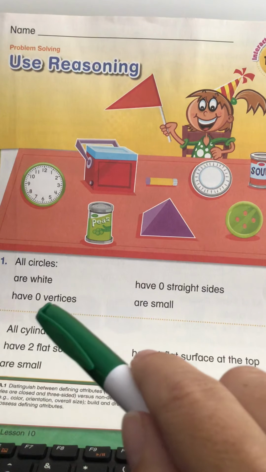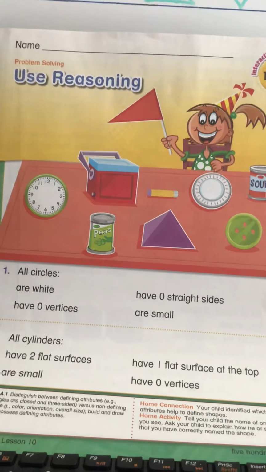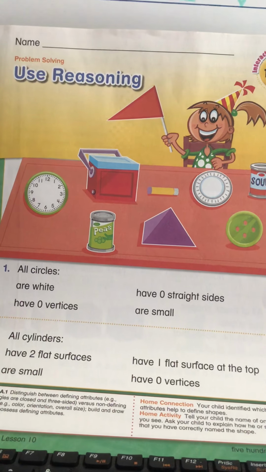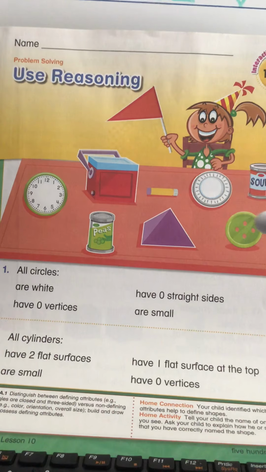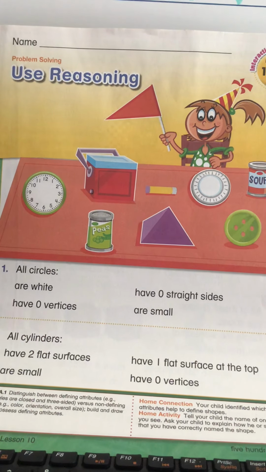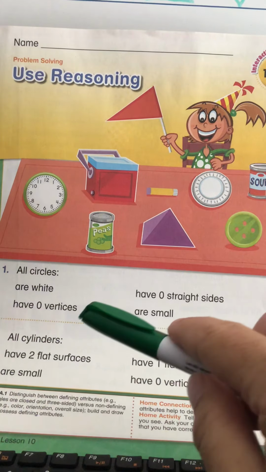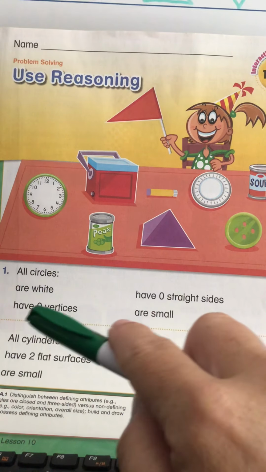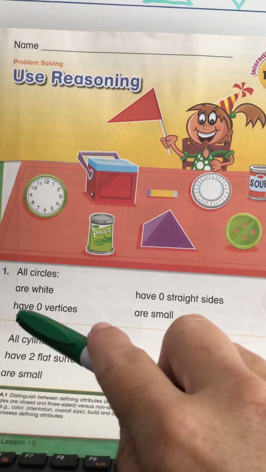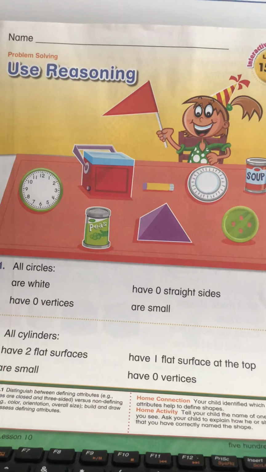Have zero vertices. Remember, vertices means points. So a circle has 0 points. Yes, in order to be a circle, it has zero vertices. Circles do not have any points. So we can circle this one. Go ahead and circle the words have zero vertices. That's true about all circles.